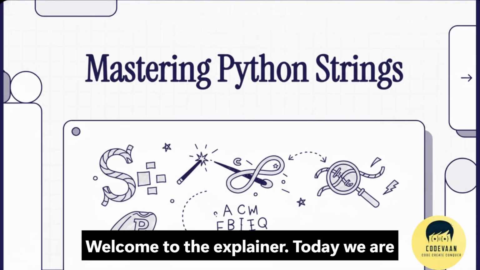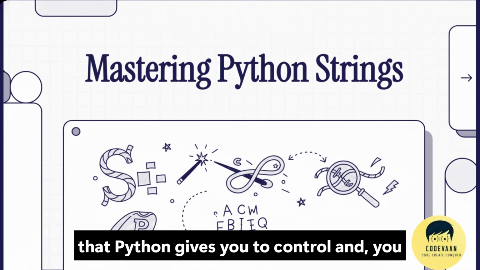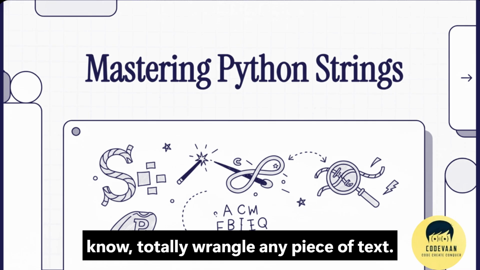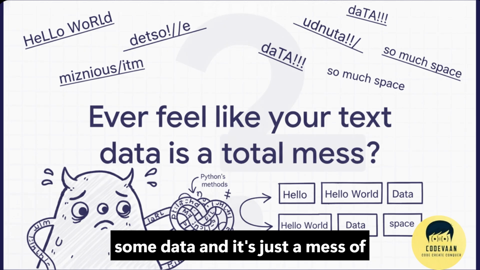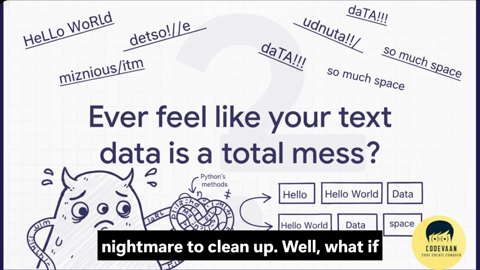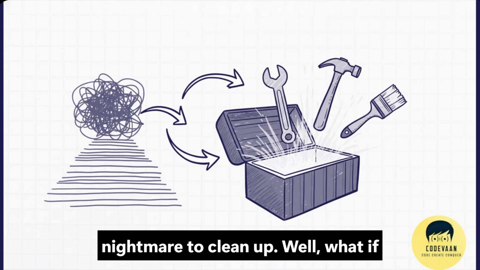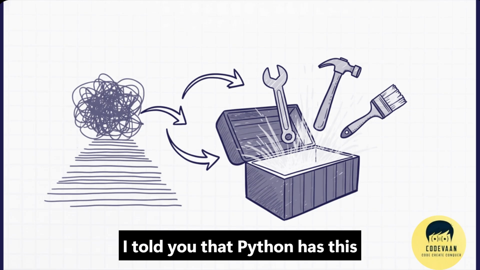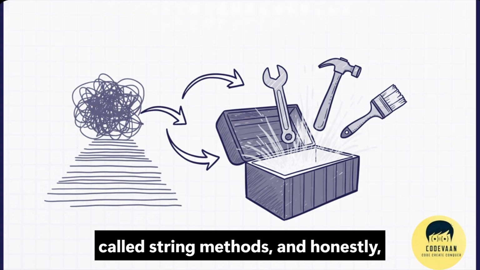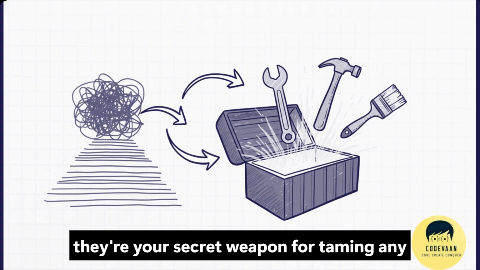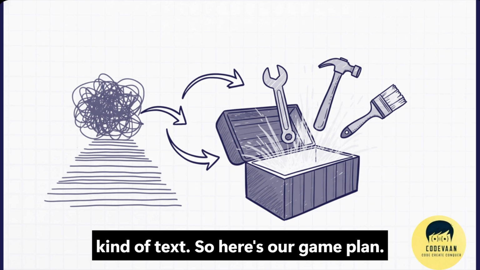Welcome to the Explainer. Today, we are going to unlock some real superpowers that Python gives you to control and totally wrangle any piece of text. You've totally been there, right? You get some data, and it's just a mess of weird capitalization, extra punctuation, random spaces. It can feel like a nightmare to clean up. Well, what if I told you that Python has this incredible built-in toolbox just for solving these exact problems? They're called string methods, and honestly, they're your secret weapon for taming any kind of text.